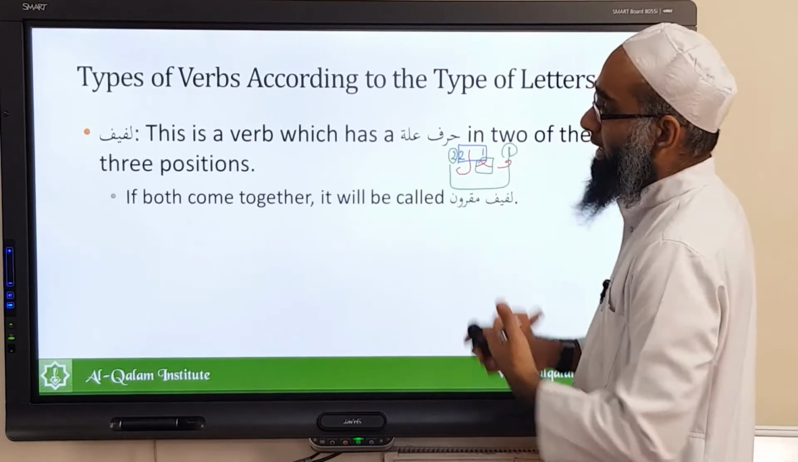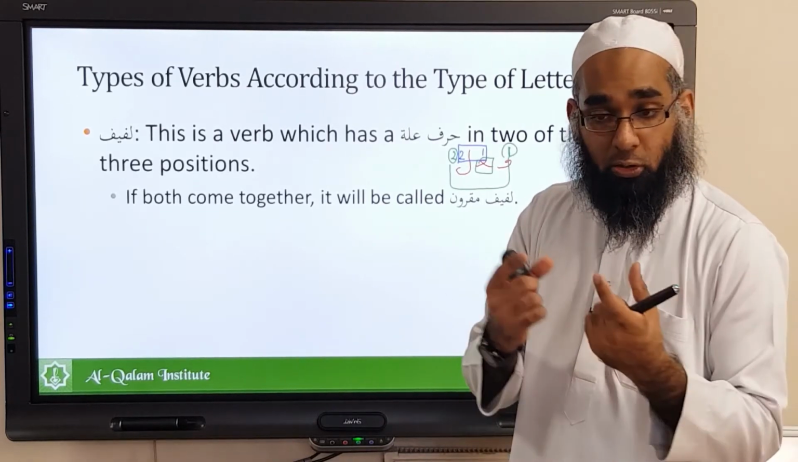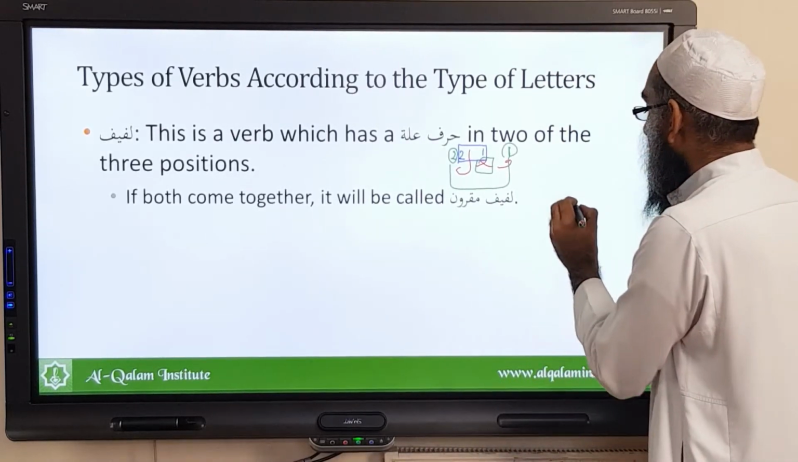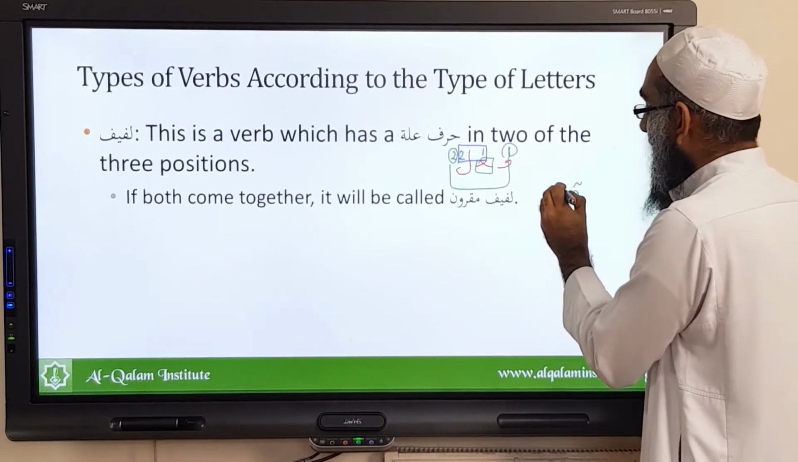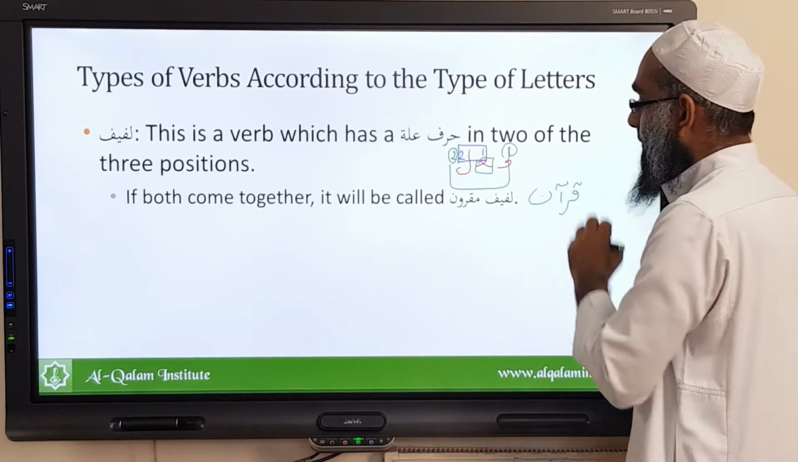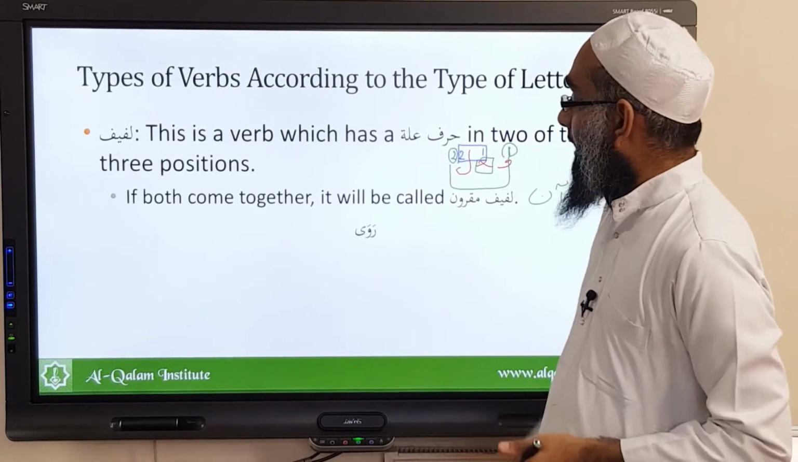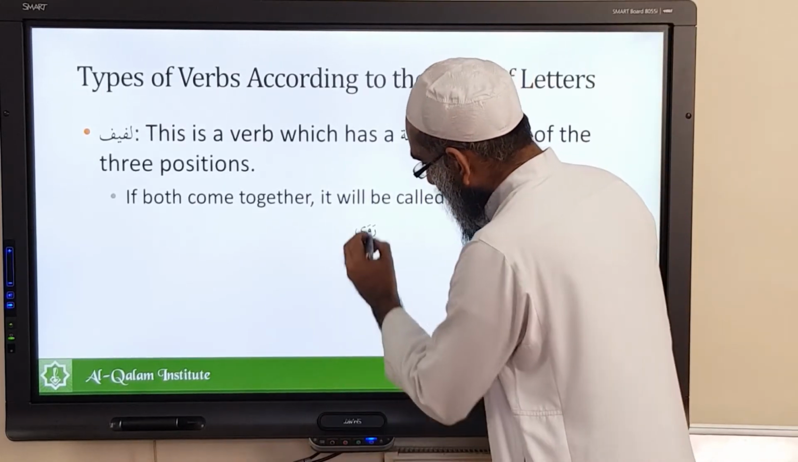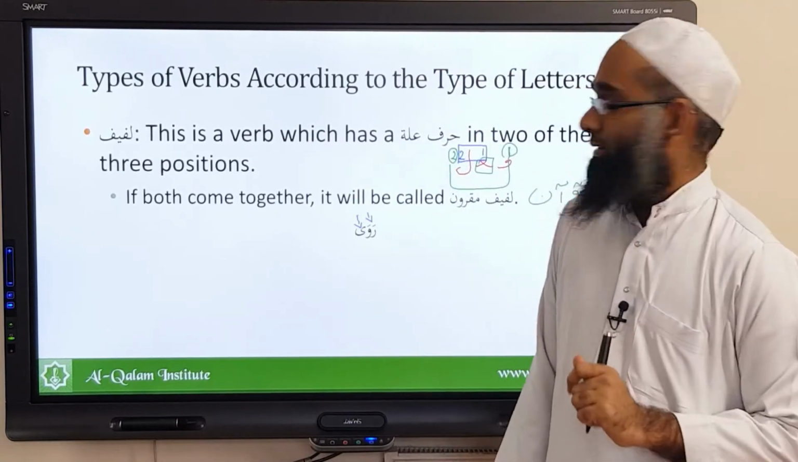So according to this, you have two names. If it comes together, you call it maqroon. Maqroon means what? Close. That's why we have the word Quran, because what's happened in the Quran is being put together and compiled. So from Quran you get maqroon. Like rawa. What's happening here? You have waw here and you have the ya here. They're coming together. So it's called lafif.